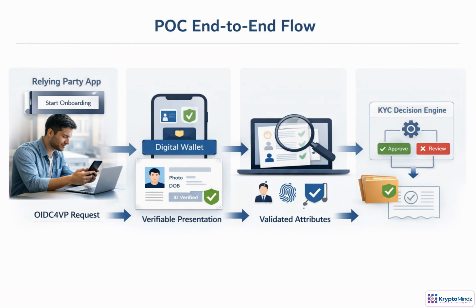Here's the story this proof of concept needs to tell. A user begins onboarding and the relying party sends an OIDC4VP request for specific attributes. The wallet assembles a verifiable presentation and returns only what was requested. A verifier service checks signatures and trust, extracts the attributes, and logs the user's consent. Finally, a mock KYC engine consumes those trusted attributes to approve, reject, or route the case for review.